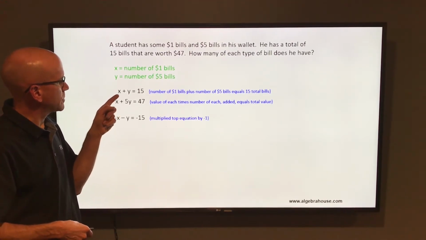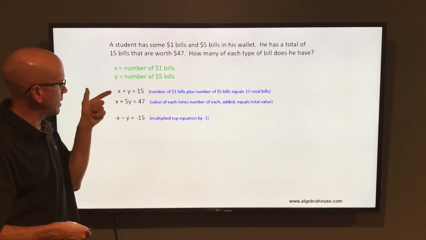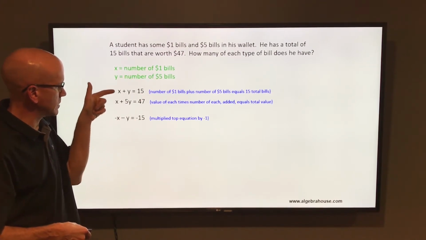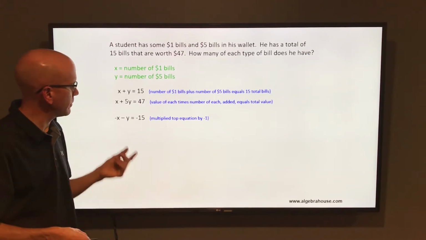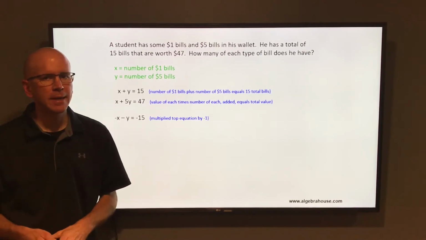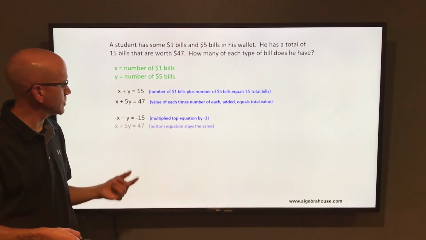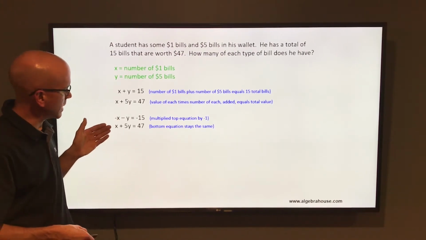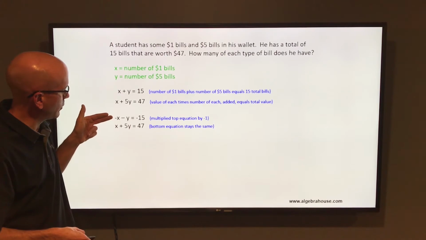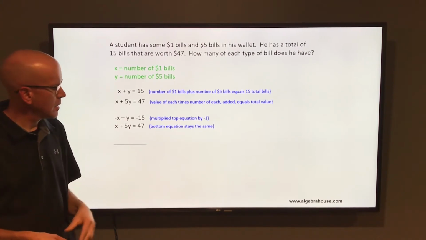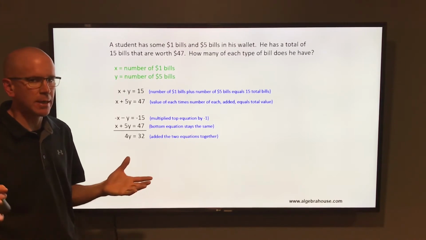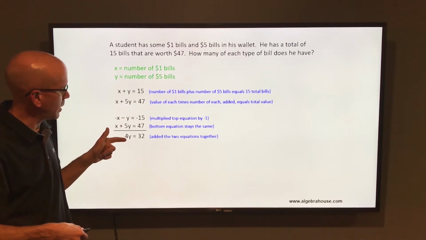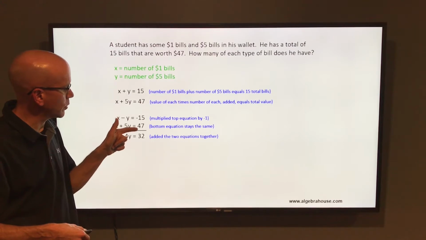I'm going to take that first equation, x plus y equals 15, and I want to be able to cancel the x's off. I'm going to multiply that first equation by negative 1. That becomes negative x minus y equals negative 15. The second equation will stay the same. Leave the second equation the same so that now when I add those, the x's will cancel. So when I add those two equations, negative x and x, that's 0, it cancels. Negative y plus 5y is 4y, and negative 15 plus 47 is 32.